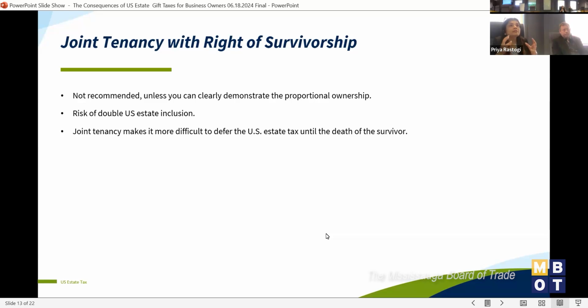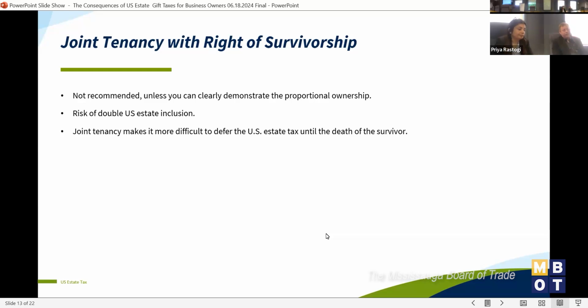If you are able to clearly demonstrate the ownership, or prove that 50% of the capital or the money was put in by the other spouse or by another tenant, it is okay. But sometimes it's very difficult to prove that tracing. If there's a joint tenancy with no records of proportional ownership, it's very difficult to defer US estate tax liability until the death of the surviving owner. So you basically get 100% each time unless you can prove otherwise.